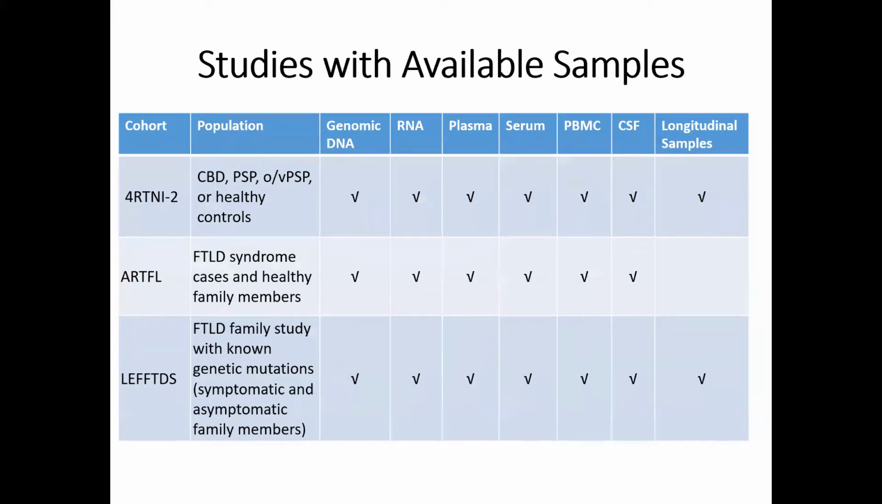I'll start with these three studies here, which have extensive and a wide range of sample types that are being collected. You can see the study names across the three rows. The populations that each study is targeting is then shown next to that. And as you can see, all of these studies are banking genomic DNA, RNA, plasma, serum, peripheral blood mononuclear cells, cerebrospinal fluid, and two of these three studies are also longitudinal.